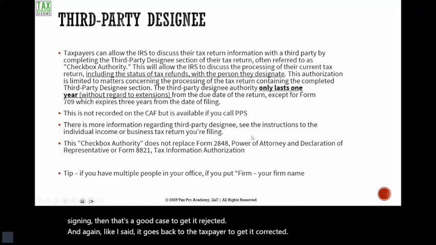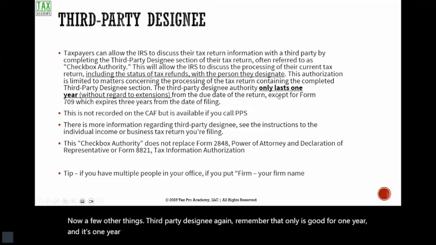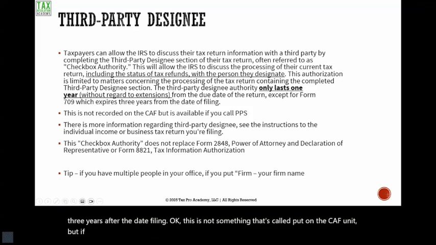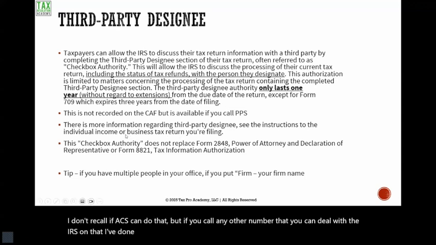Now, a few other things. Third party designee. Again, remember that only is good for 1 year, and it's 1 year from the due date of the filing of the return, except for 709, which expires 3 years after the date of filing. Okay, this is not something that's put on the CAF unit, but if you call the PPS, then they will be able to access that. I don't recall if ACS can do that, but if you call any other number, you can deal with the IRS on that. I've done that before.